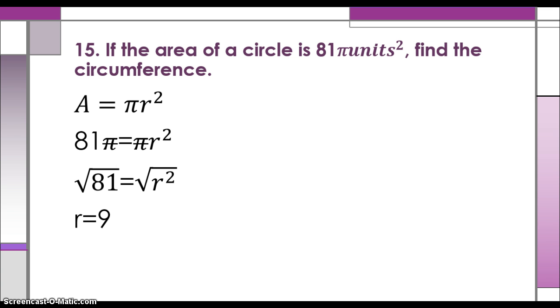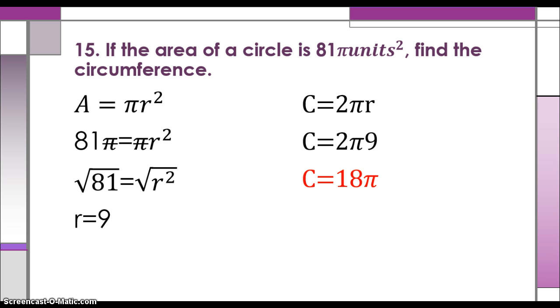And then you use that to go into the circumference equation. The equation is C equals 2 pi r, so circumference is 2 pi 9. So then when you plug that in and multiply it together, you get circumference equals 18 pi.